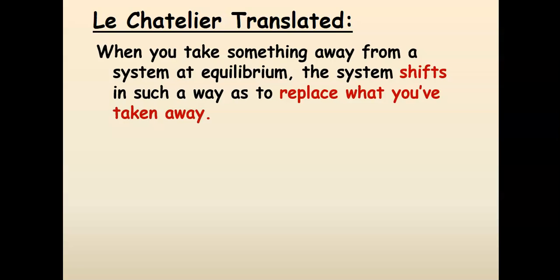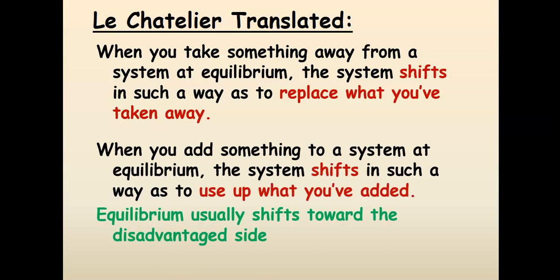Alright, so let's look at the scenario now. Let's translate this. When you take something away from a system at equilibrium, the system shifts in such a way as to replace what you have taken away. When you add something to a system at equilibrium, the system shifts in such a way as to use up what you have added. Equilibrium usually shifts toward the disadvantaged side.